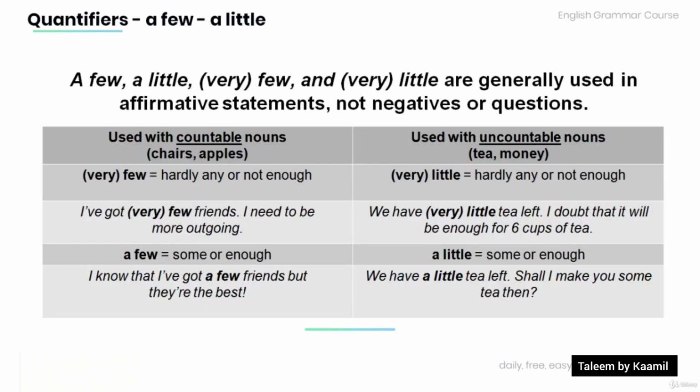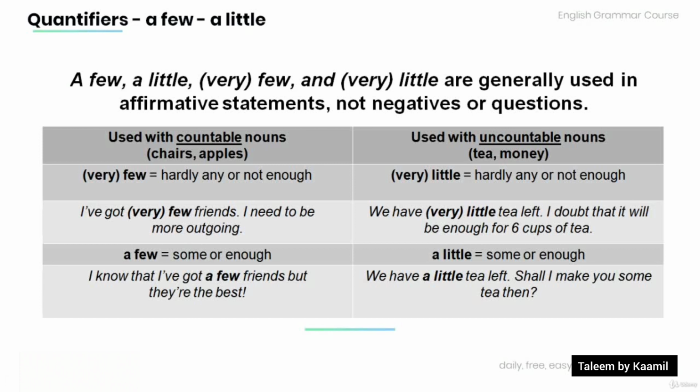Note that the quantifiers a few, a little, very few, and very little are generally used in affirmative statements, non-negatives, or questions. Let's have a look at quantifiers that are used with countable nouns, such as chairs and apples. Very few, meaning hardly any or not enough. Have a look at the example below. I've got very few friends. I need to be more outgoing. Note that friends is a countable noun.